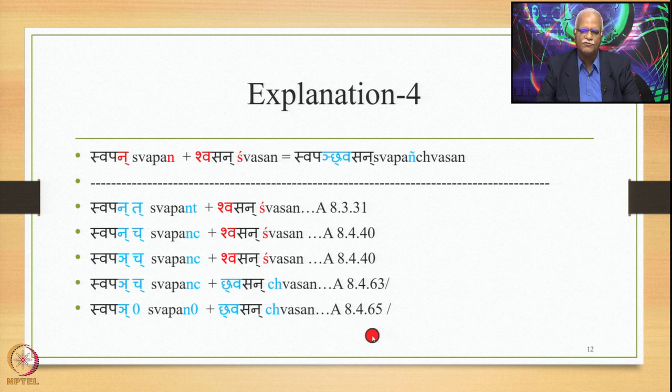Then 8.4.65 applies, jharo jhari savarṇe, and optionally drops this ch. So we have svapañ chhvasan. This is an optional form. You can also have svapañ ch shvasan, or you can have this ch being optionally dropped. So svapañ ch shvasan is possible, or just svapañ shvasan is also possible. Four forms are possible, as we have seen before.